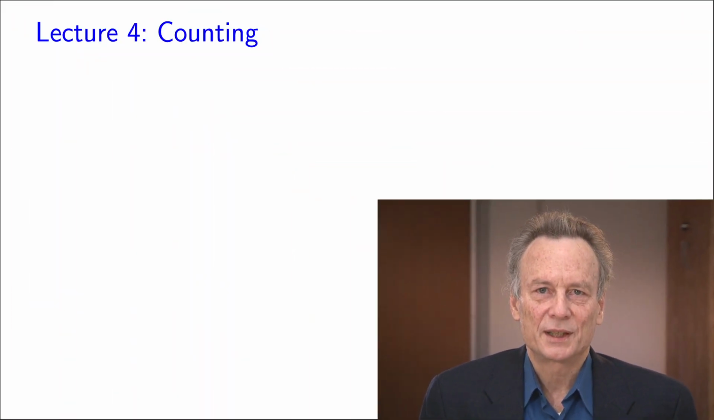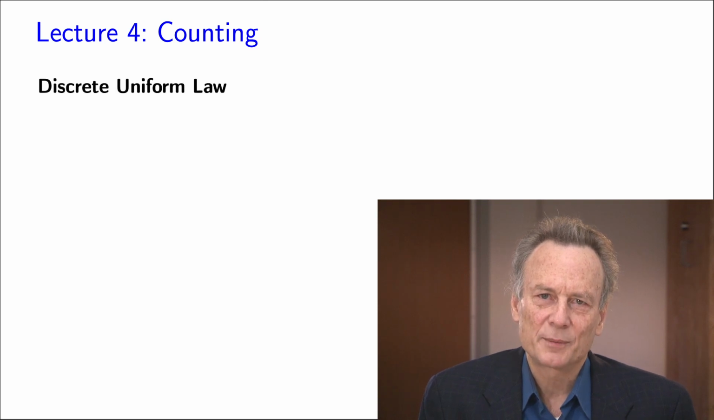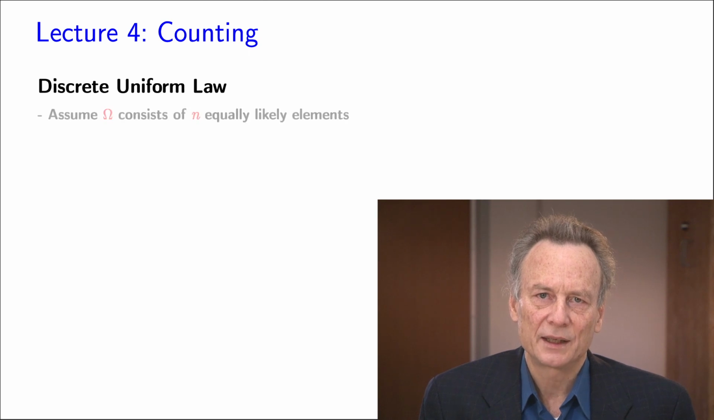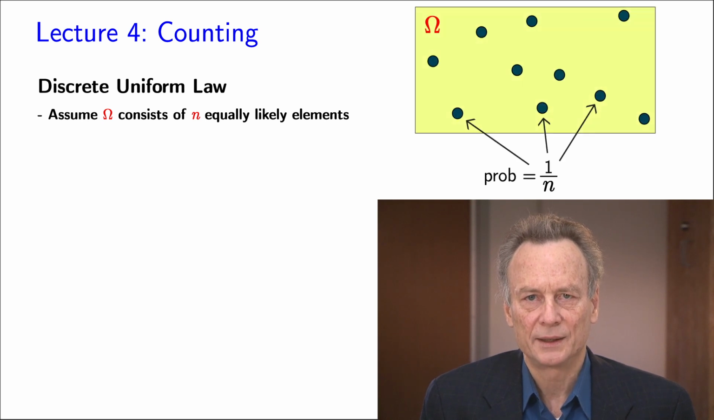More abstractly, we will develop methods for counting the number of elements of a given set, which is described in some implicit way. Now, why do we care? The reason is that in many models, the calculation of probabilities reduces to counting the number of elements of various sets. Suppose that we have a probability model in which the sample space, omega, is finite and consists of n equally likely elements. So each element has probability 1 over n.